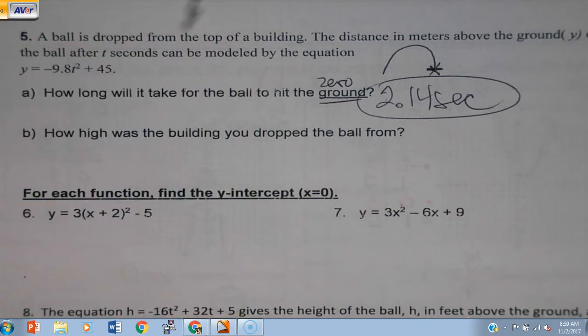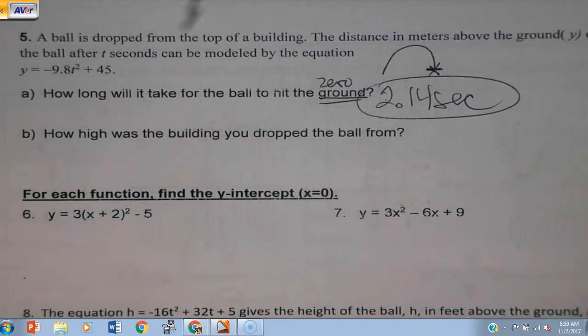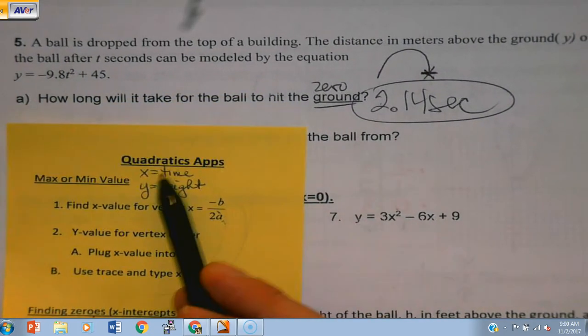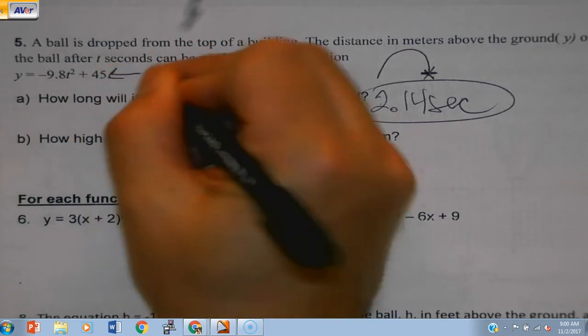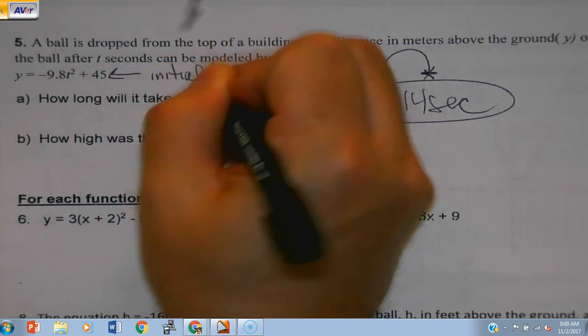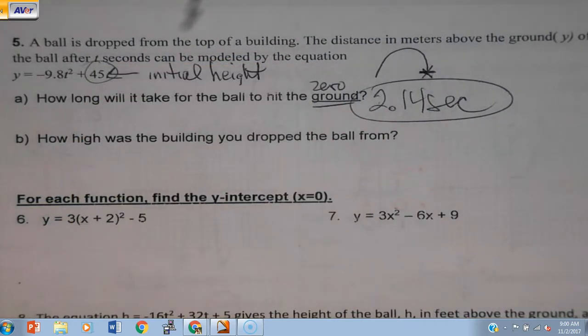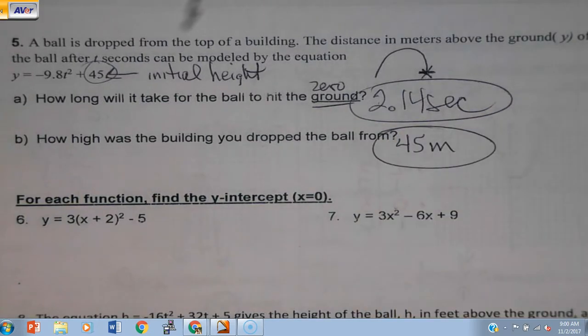So now let's see what the other question is. How high was the building you dropped the ball from? Wait, what? How high was the building? So does that mean I got to do x and then figure out what y is? No. Remember, the value on the end is what our initial height is always. Just take it from the problem.